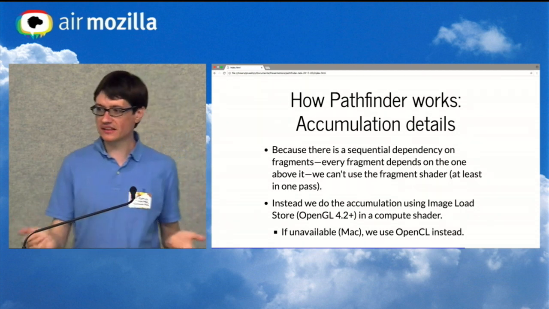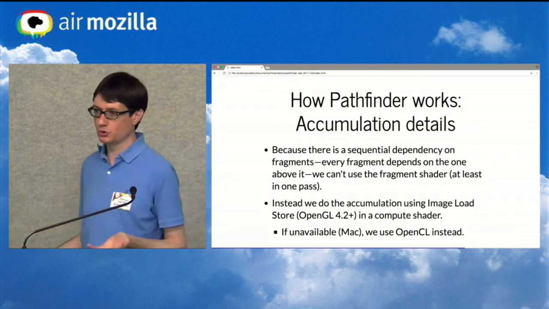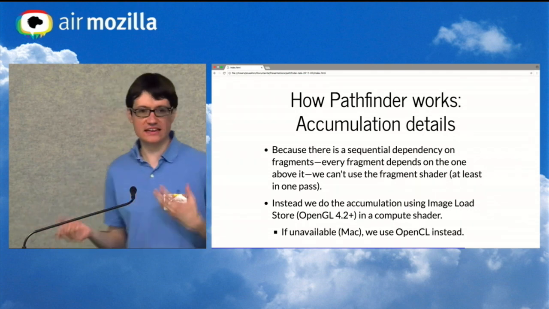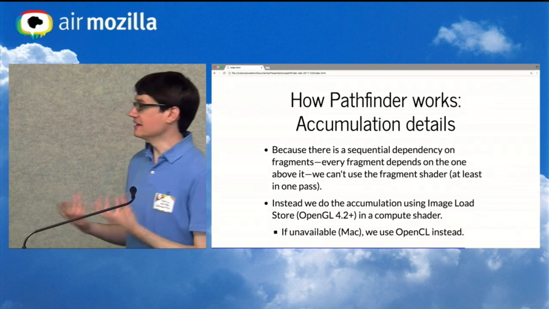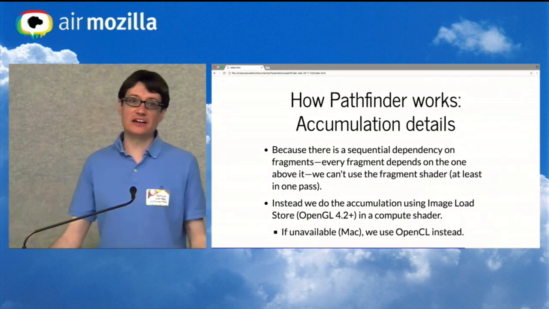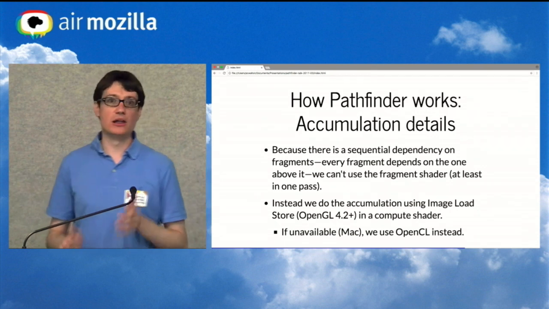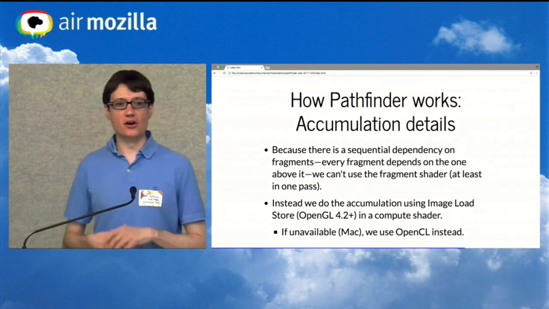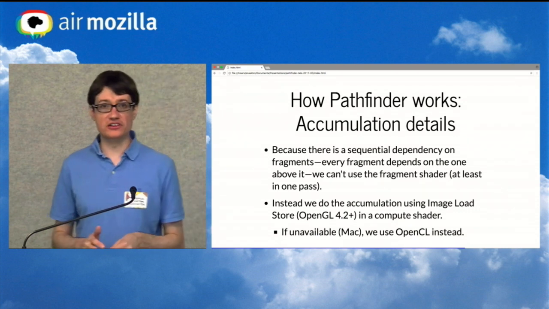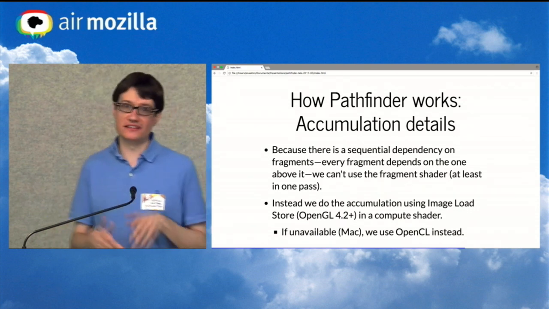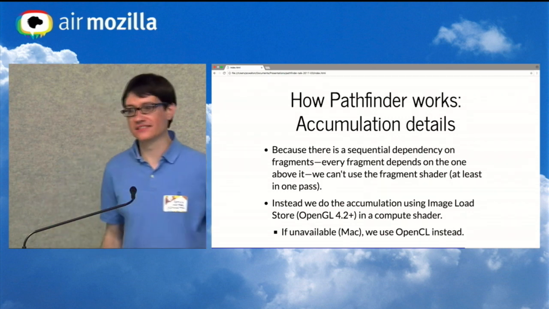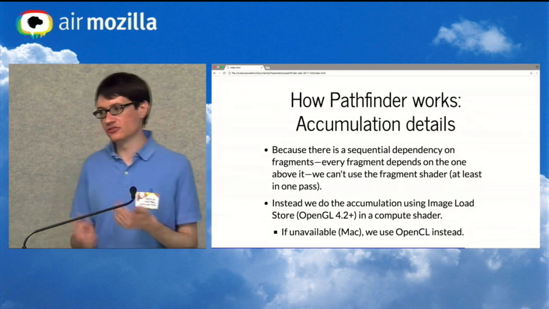OpenGL 4.2 has them. They have a feature called image load store, which is really cool. It basically gives you get pixel and put pixel instructions inside your shader, so you can do whatever kind of drawing you want. And so we take advantage of that. Unfortunately, that's not available on Mac in OpenGL because Apple doesn't implement OpenGL features newer than half of 4.2, which doesn't include image load store, so we use OpenCL instead. It's an alternative. You can interoperate between the two.